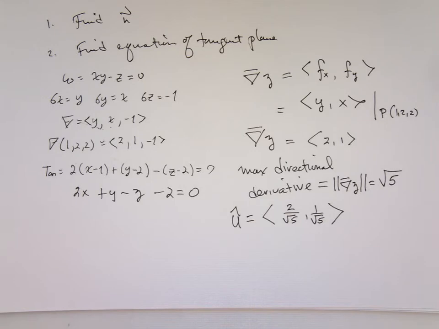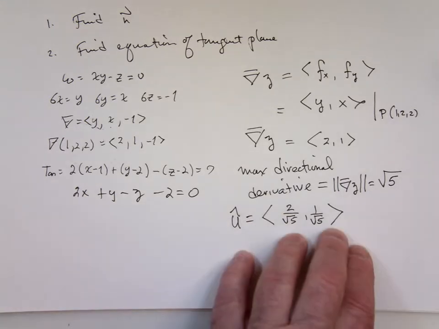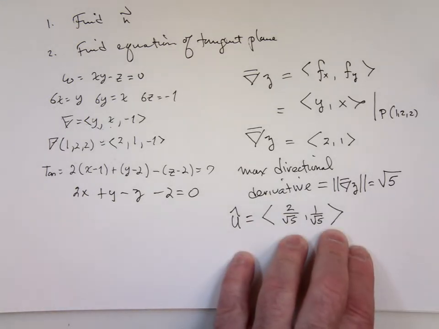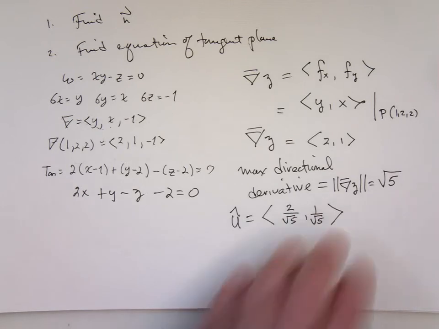I want to find the directional derivative in this direction. It would be the maximum directional derivative, and it's going to be equal to what? The square root of 5. We should find that the directional derivative in this direction is the square root of 5. Let's do it.